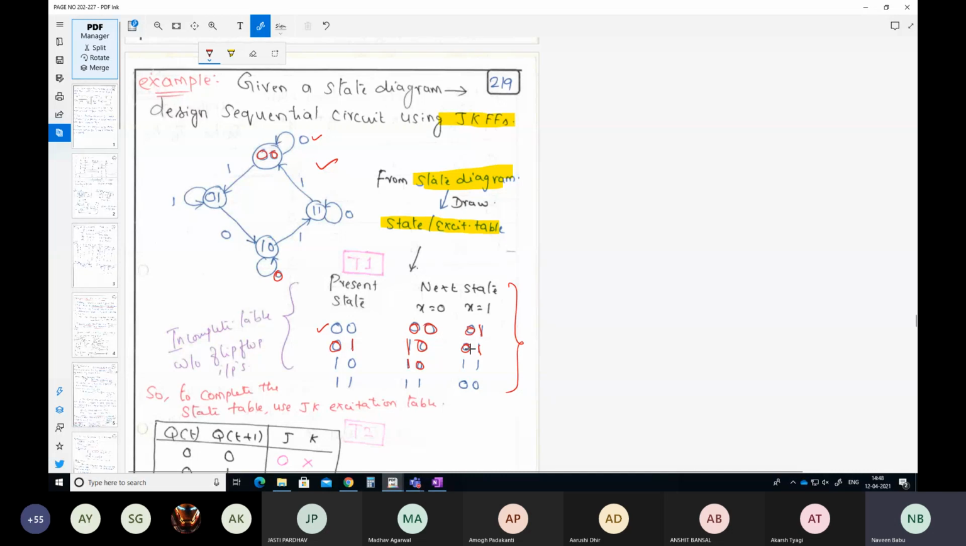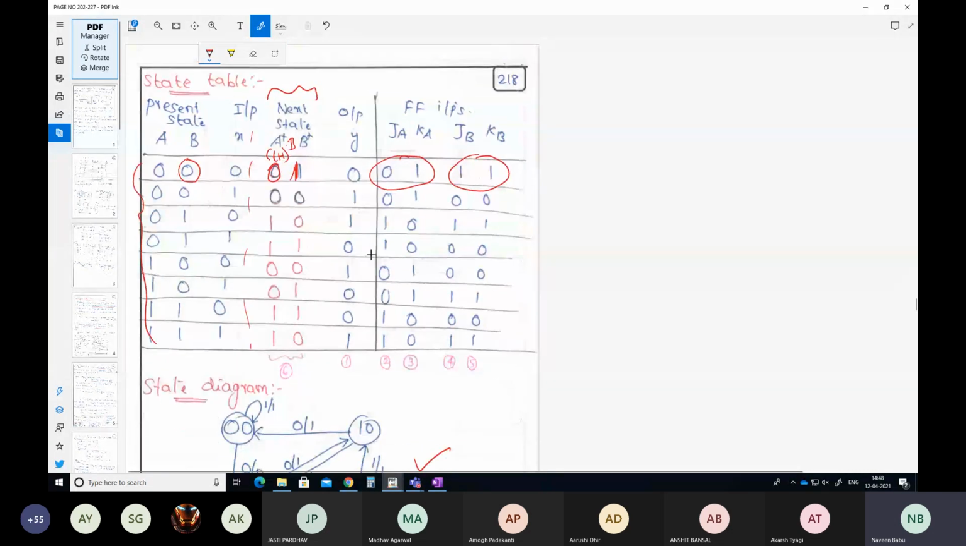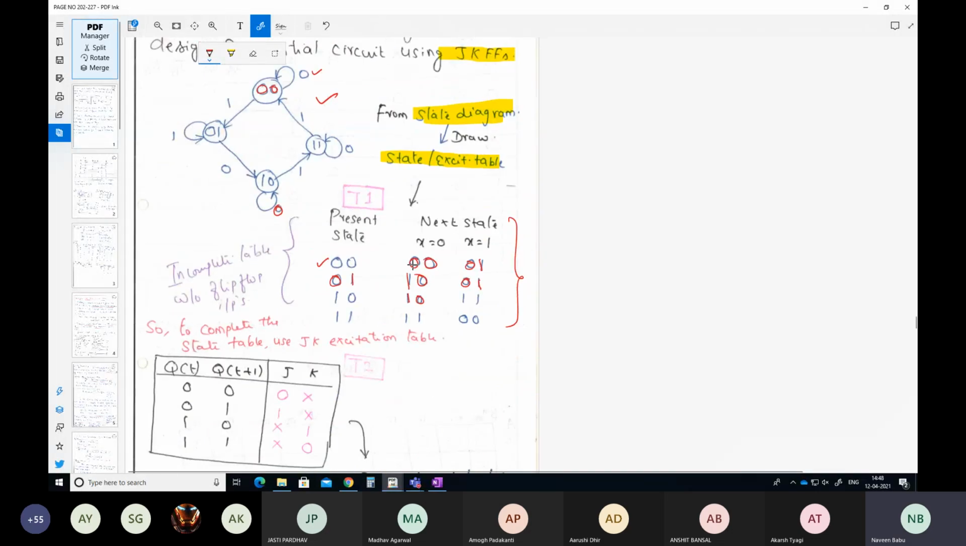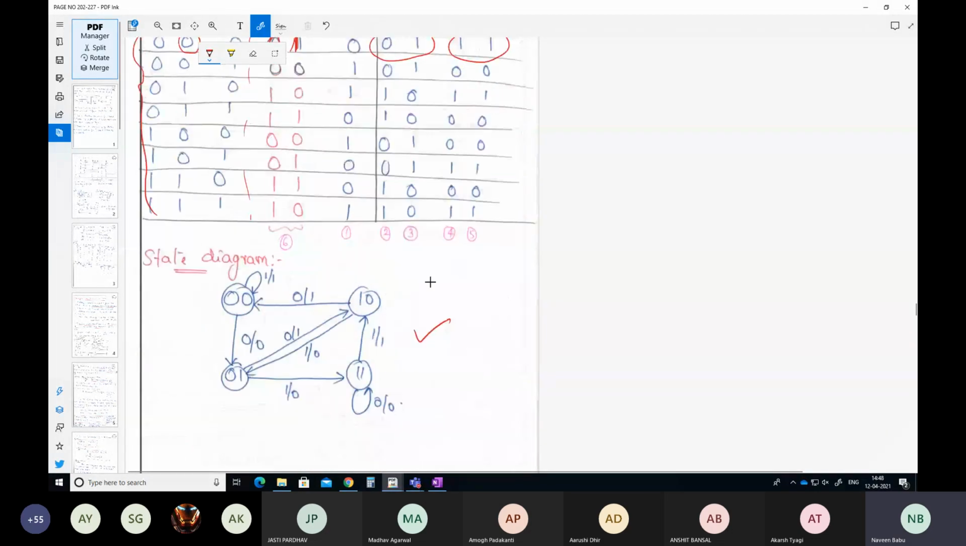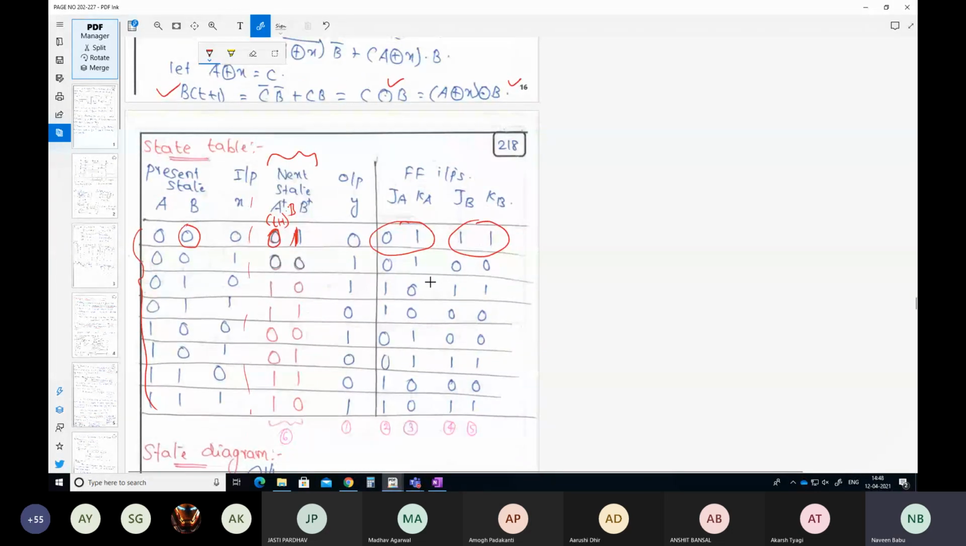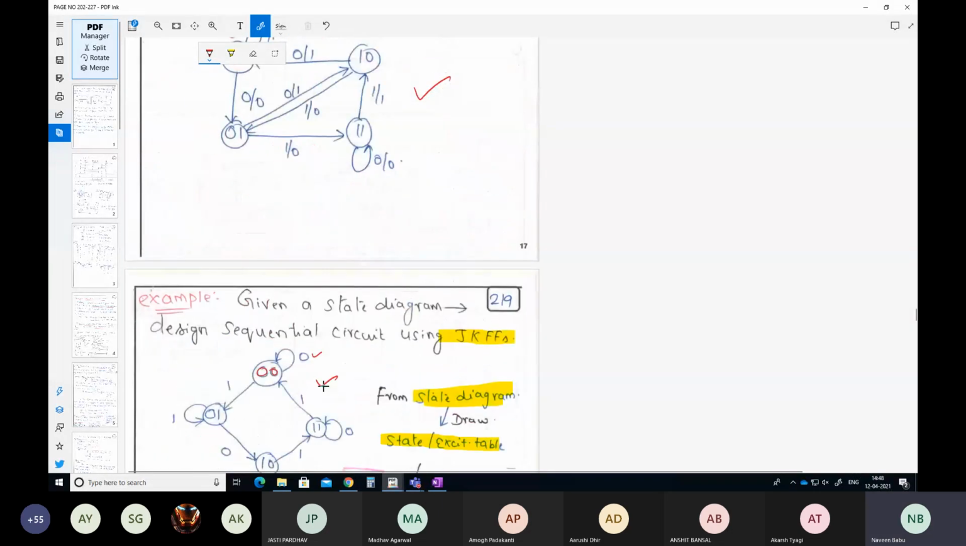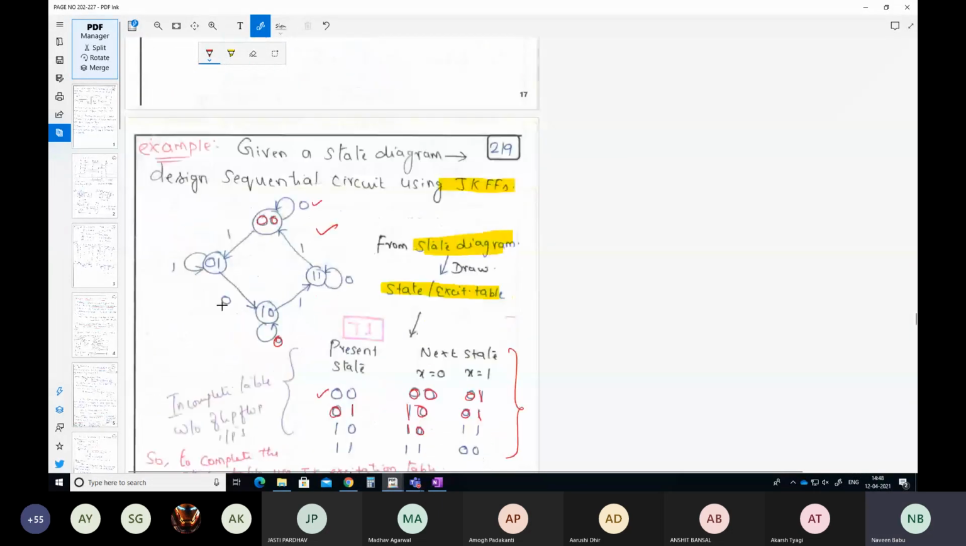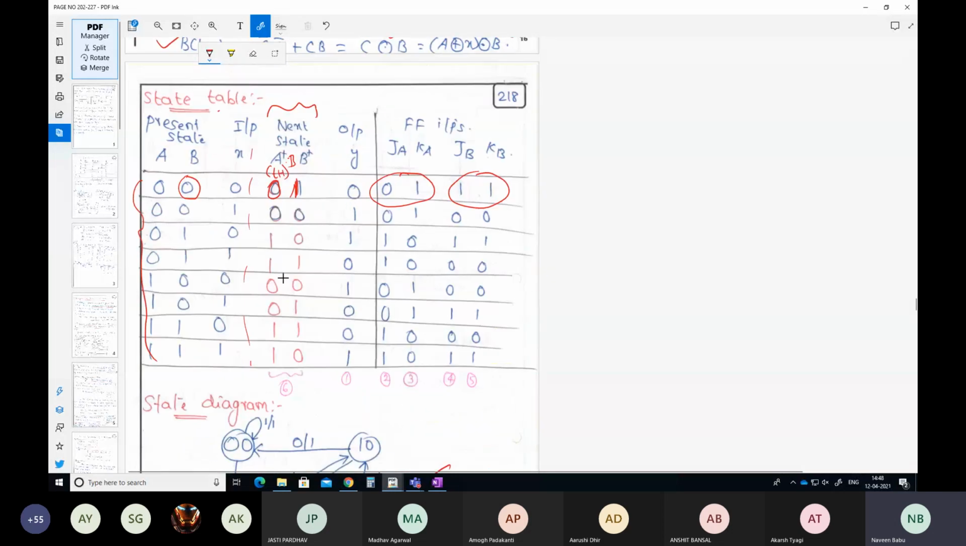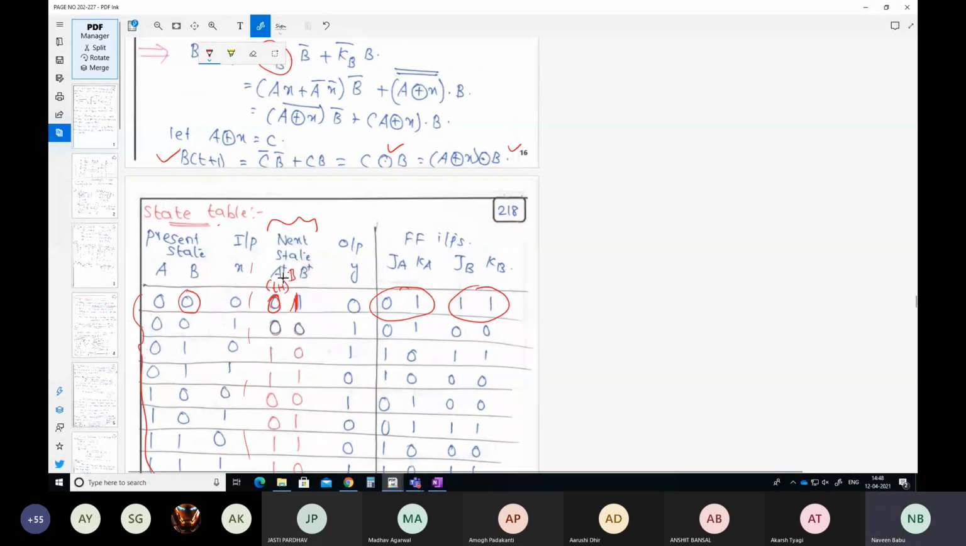Why incomplete table? Because you compare your actual state table here and this particular table. What is missing here? What is missing is your inputs. Do we have any inputs here? We don't have any inputs, right? All we have, so your flip-flop input equations are missing.